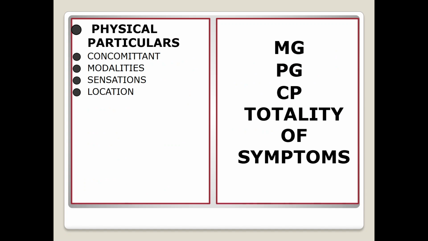Now, physical particular symptoms, how do we evaluate? We evaluate by taking concomitant first, then modalities. In the modalities, we'll take first causative, then aggravating, then ameliorating. Then third, we'll take sensation, and last, we'll take location. And these mental generals, that is MG, physical generals, that is PG, and characteristic particulars together form the totality of symptoms. So physical particular symptom, what is most important?